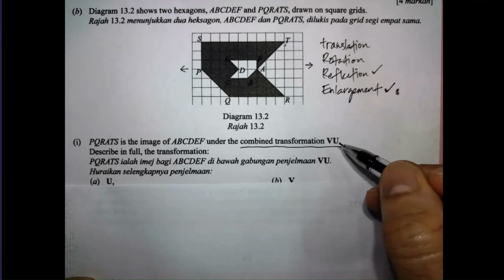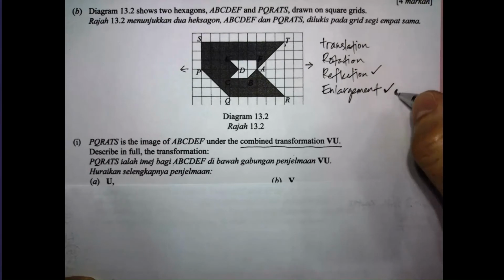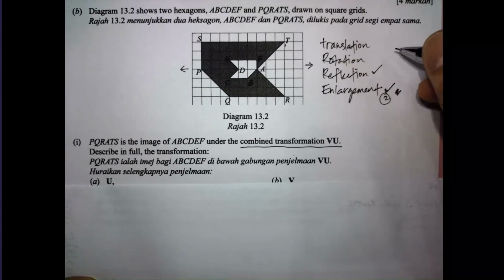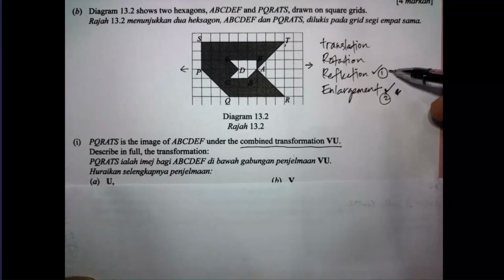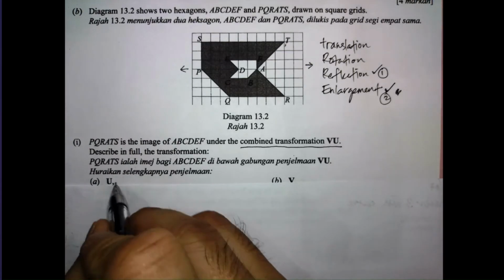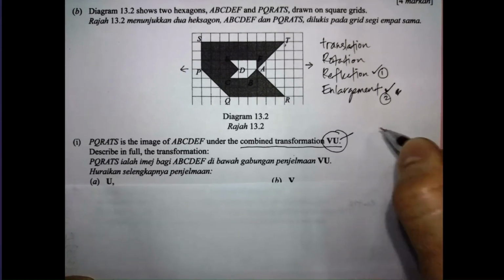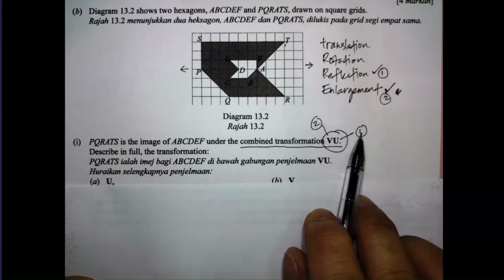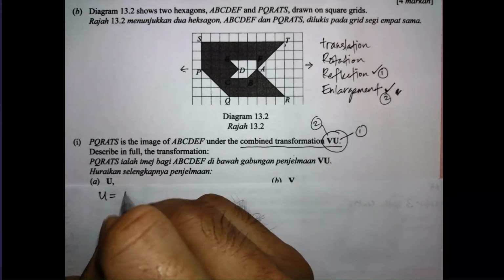So which one is the first step and which one is the second step? Normally enlargement is the second step, and we can say that it's always the second step. So the first step is the other one. For this case we have reflection as our first step. So reflection first. According to the symbol here, VU, U is the first step and V is the second step. So U, the first step, is a reflection.